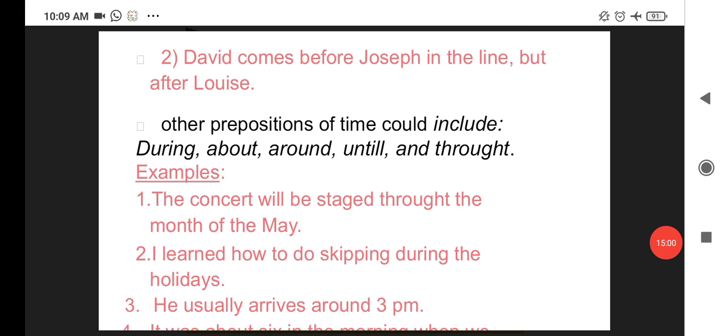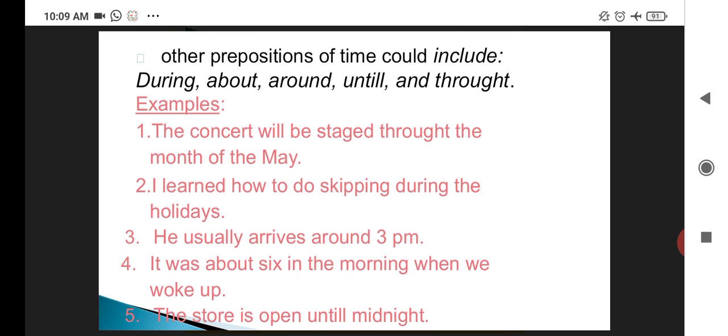Other prepositions of time could include during, about, around, until, and through. For example, the concert will be staged through the month of May. I learned how to do skipping during the holidays. He usually arrives around 3 p.m. It was about 6 in the morning when we woke up. The store is open until midnight.